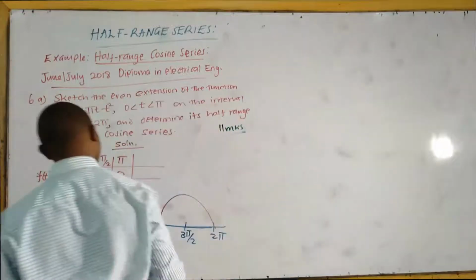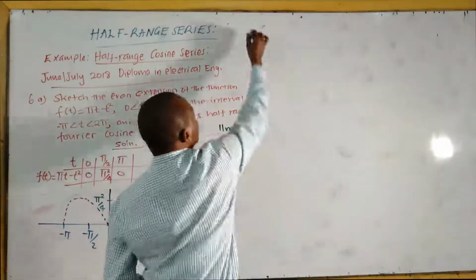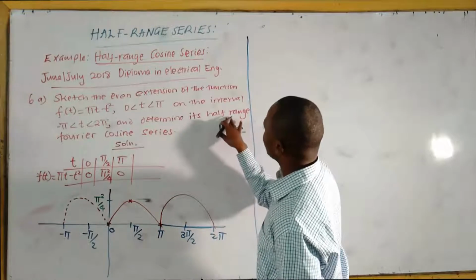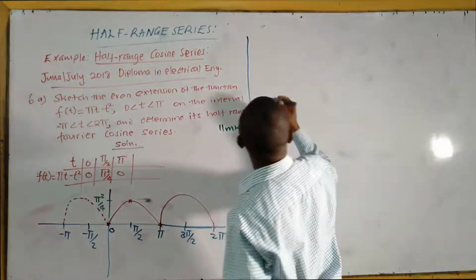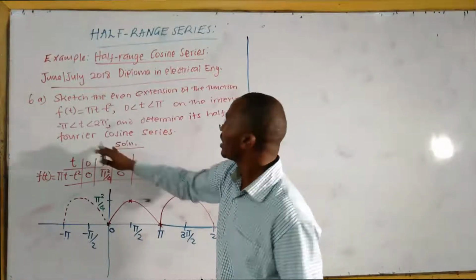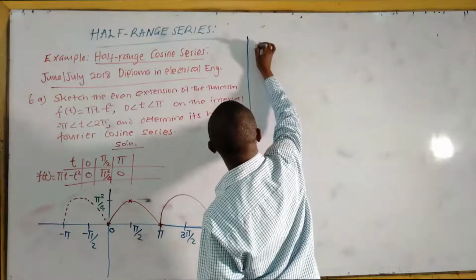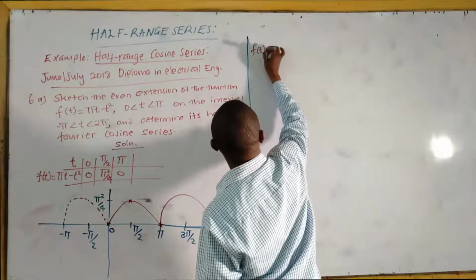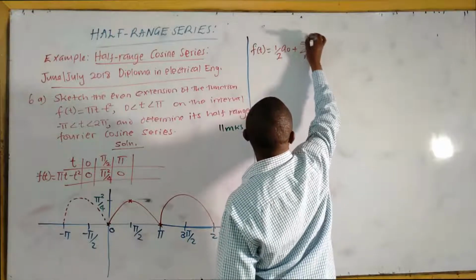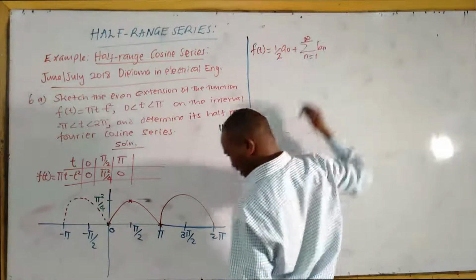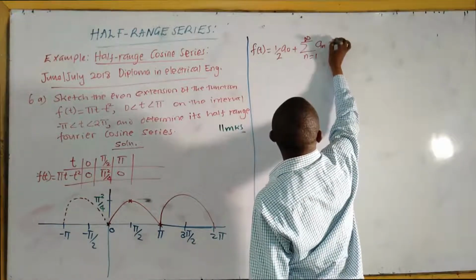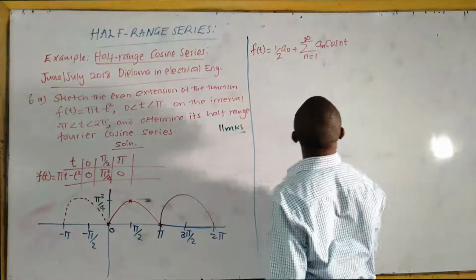So now we have done the sketching. We continue with the next part of the question, which is to determine the Fourier cosine series. We know an even function is one that gives us a cosine series, and in that case f(t) is equal to a half a naught plus the sum from n equals 1 to infinity of an cosine nt.